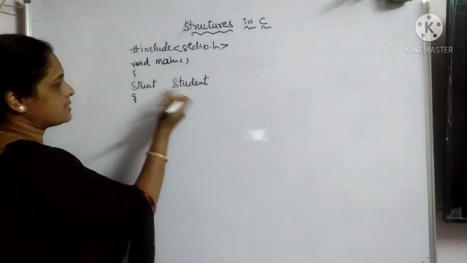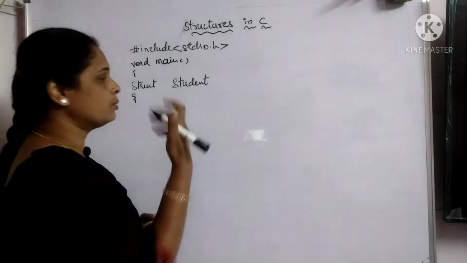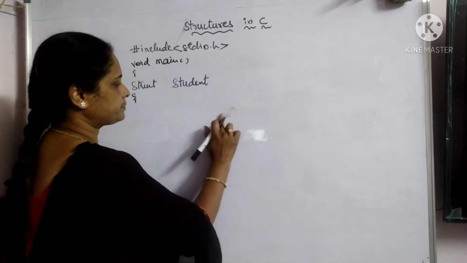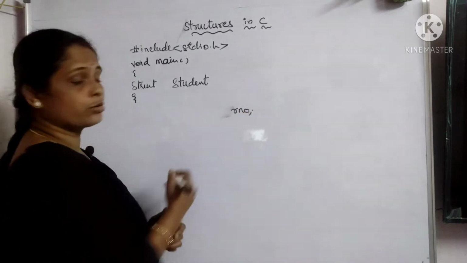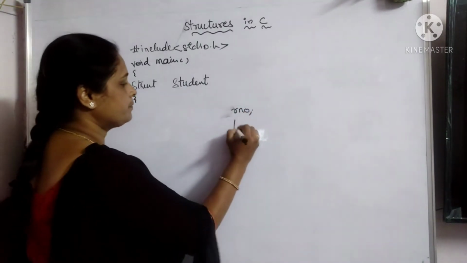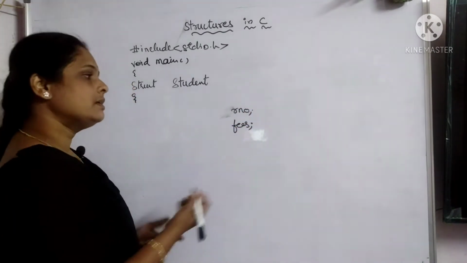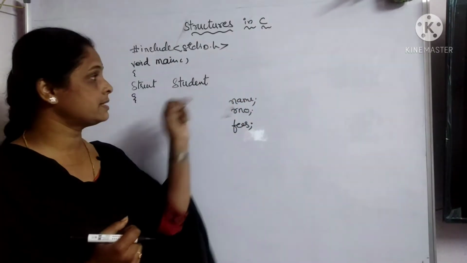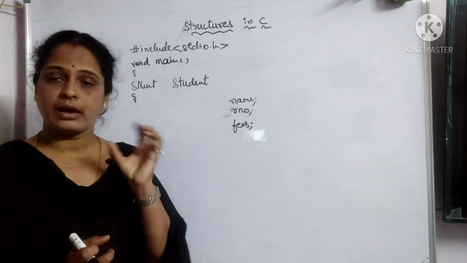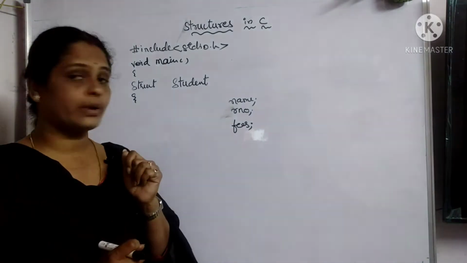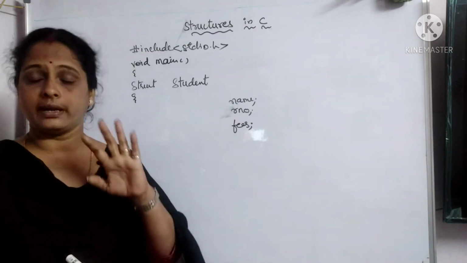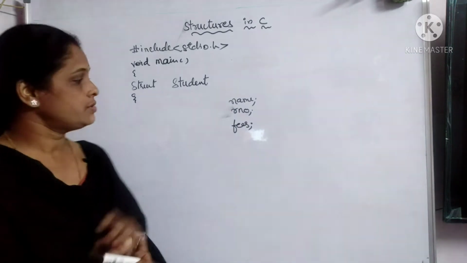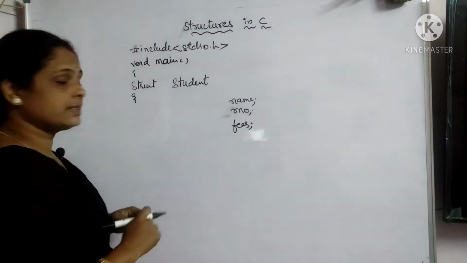A structure is a collection of different data elements. Those different data elements, nothing but members of the structure, have to be declared within the structure. So how do we do that? Suppose in the student I wanted to declare a roll number, then the fees and name of the student. I wanted to declare these three under the name student: the name of the student, the roll number of the student and the fees of that student. So how do I write that?